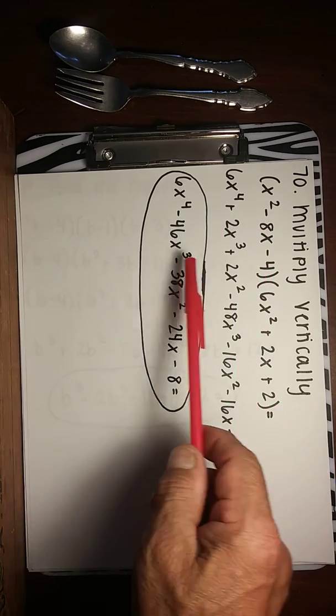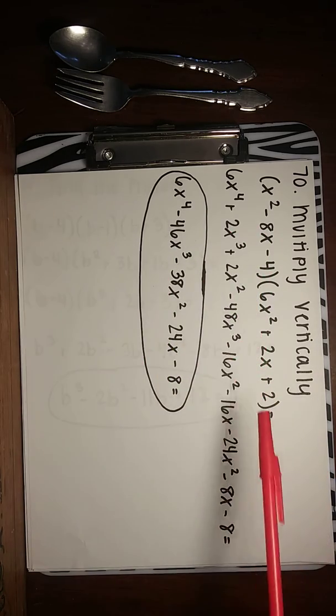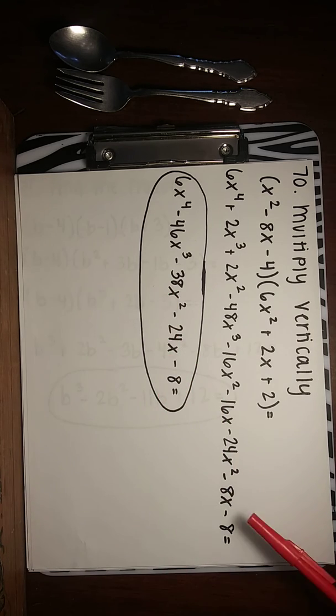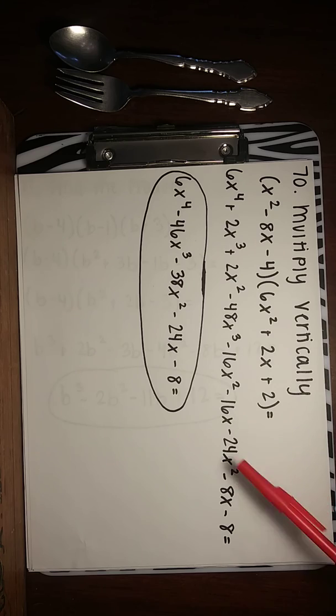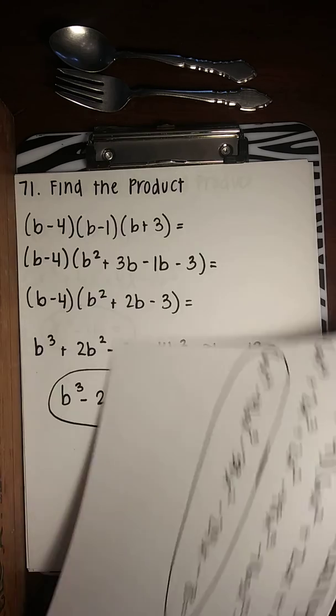64x to the 4th. 46x cubed. Square, square, square. Put them together. Negative 38x squared. And then negative 24x. x's and x's. There they are. And then negative 8, just bring it down.